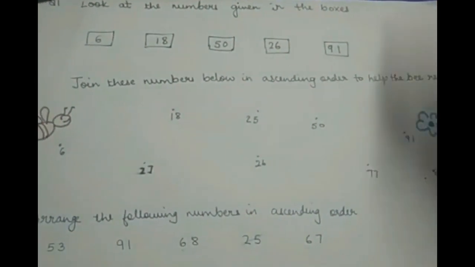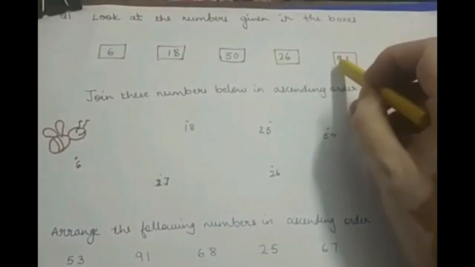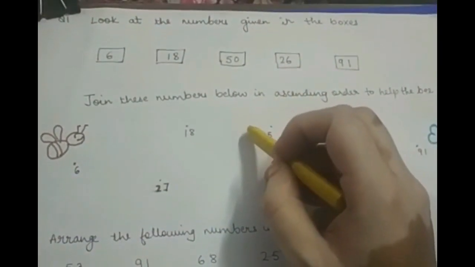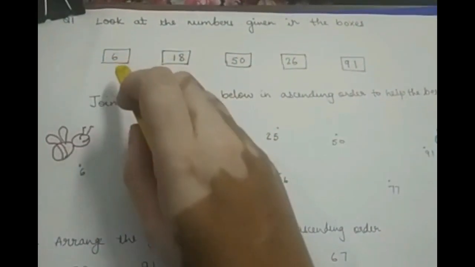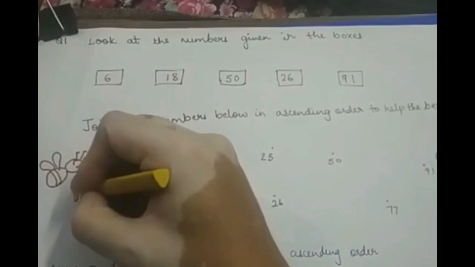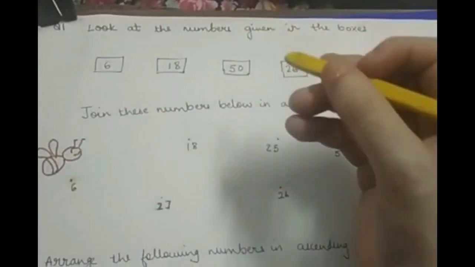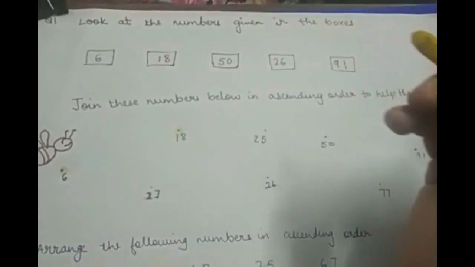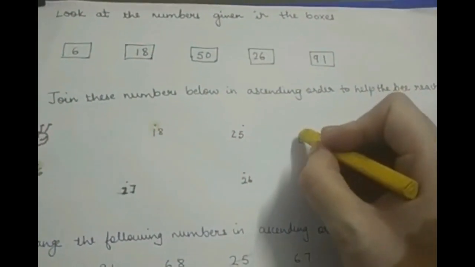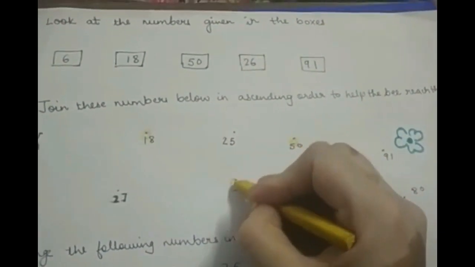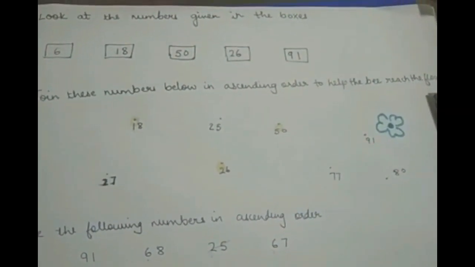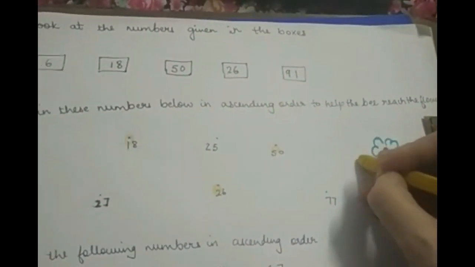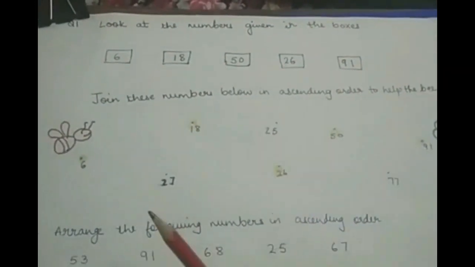Now what I'm going to do here first is I'm going to mark all these 5 numbers here first. We are going to identify these numbers. So the first number is 6. Then we have 18. Then we have 50. Now children, these are not arranged in ascending order. We are going to do this after we have identified these numbers here, and then finally 91. Next step, what we're going to do is we are going to arrange these numbers here only in ascending order.